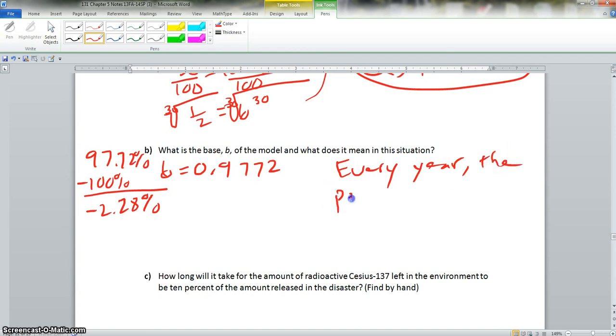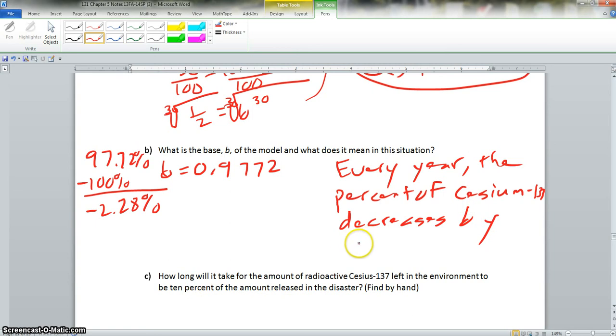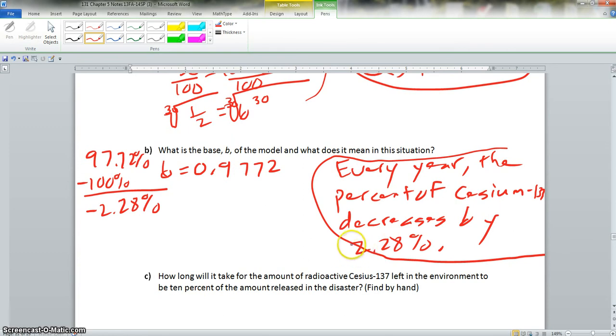So this means every year the percent of cesium-137 decreases by 2.28%. Now remember, that's a negative here. And this here is our final answer. So it's a 2.28%.